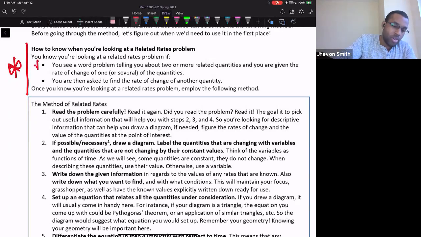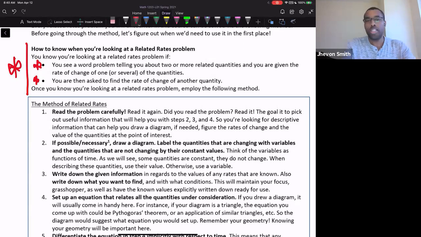They're going to give you something like, quantities A and B are related in this way. I know quantity B is changing at this rate. And then they're going to tell you, find out how fast quantity A is changing, right? Once you see a problem type like that, it's a related rates problem. So you're going to be told about quantities and related rates, and you're going to be asked about some other rate.